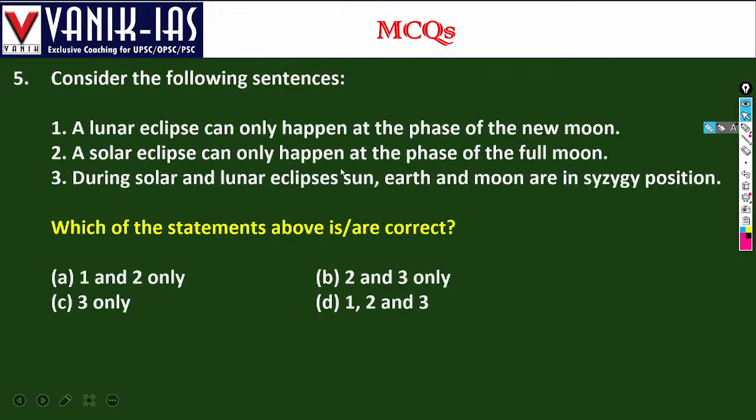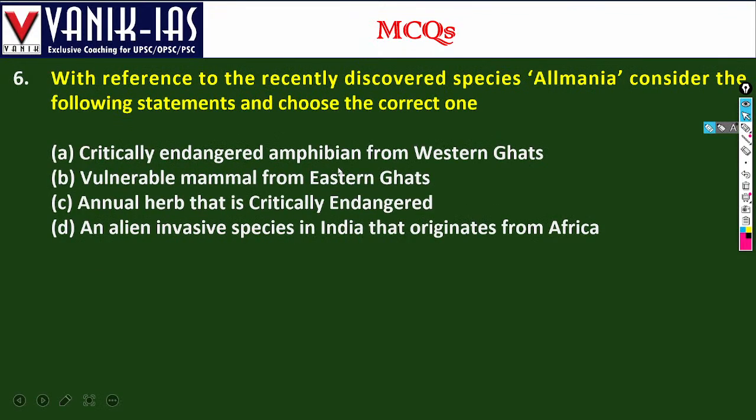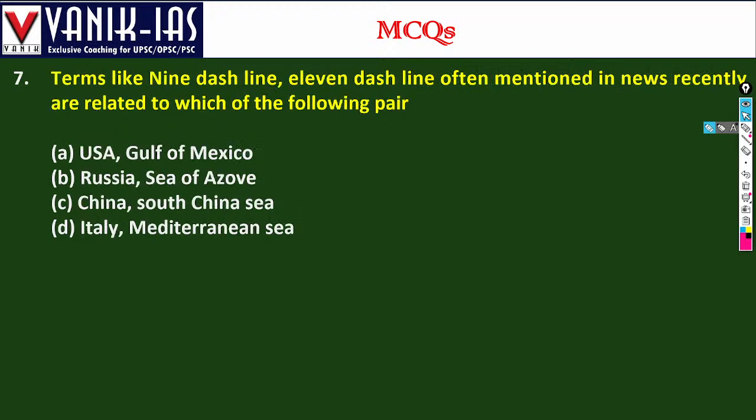Question number 6. With reference to the recently discovered species, Albania, consider the following statement and choose the correct one. Critically endangered amphibian from Western Ghats? It's not an amphibian. Vulnerable mammal from Western Ghats? Wrong. Annual herb, that is critically endangered, is a herb. Answer is C. Then question number 7.